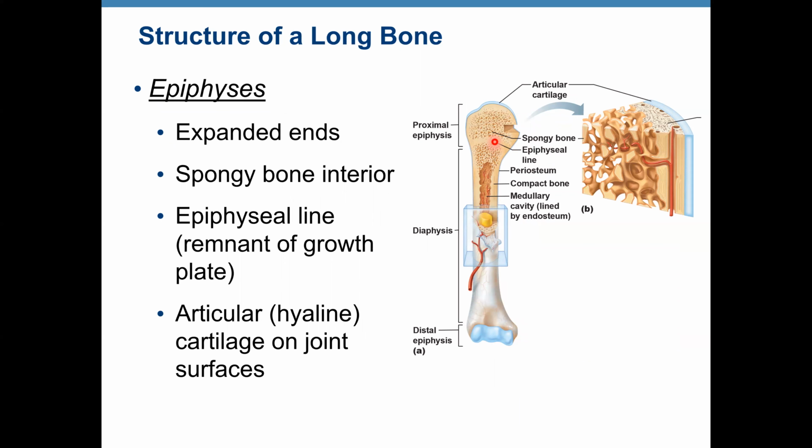Epiphysis, proximal and distal, those are expanded ends. Spongy bone interior. There is a line over here that is called the epiphyseal line. And this is the remnants of the growth plate. So when we are young kids or very young adults, instead of an epiphyseal line, we have an epiphyseal plate.